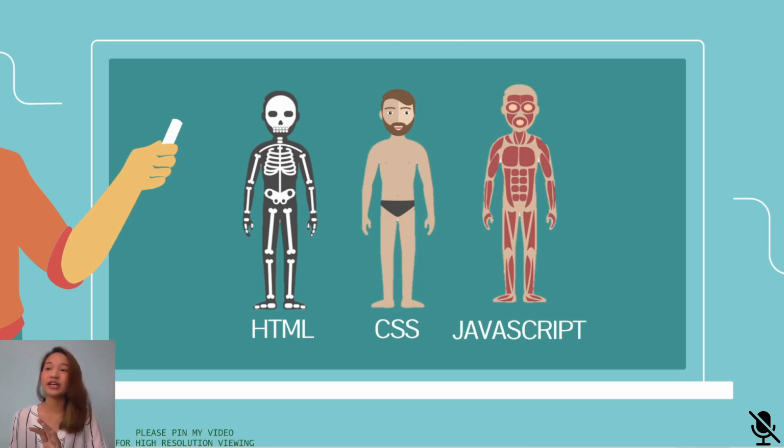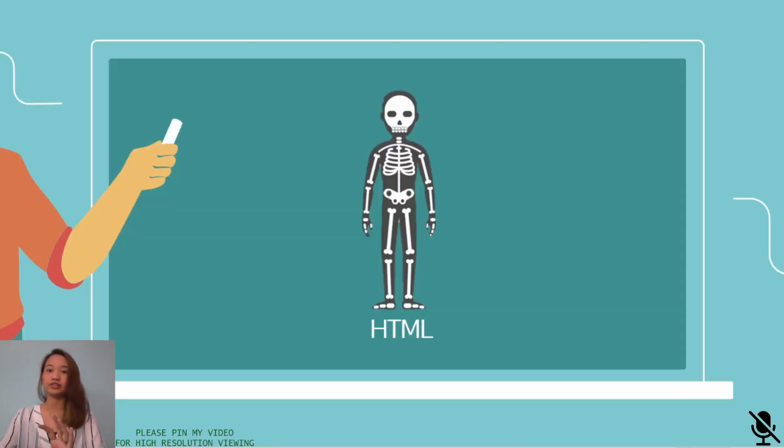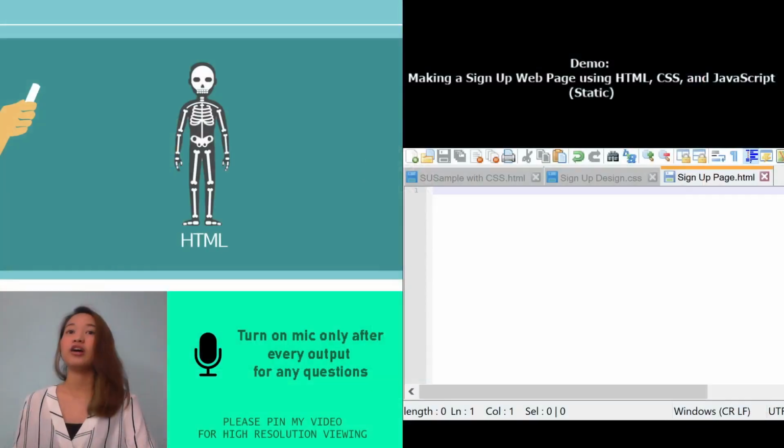So like I said a while ago, web development is more like an anatomy. So it is easily understood, and I have here a visual representation of web development. So like I said, HTML is the skeleton, CSS is the skin, and JavaScript are the muscles. Okay. So now we're going to create a simple sign up page. So starting with HTML. Okay.